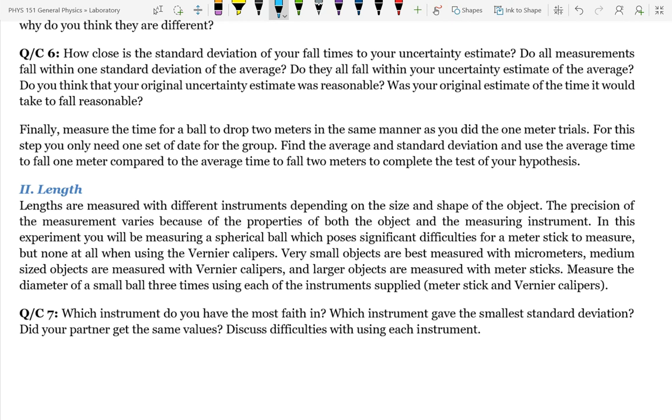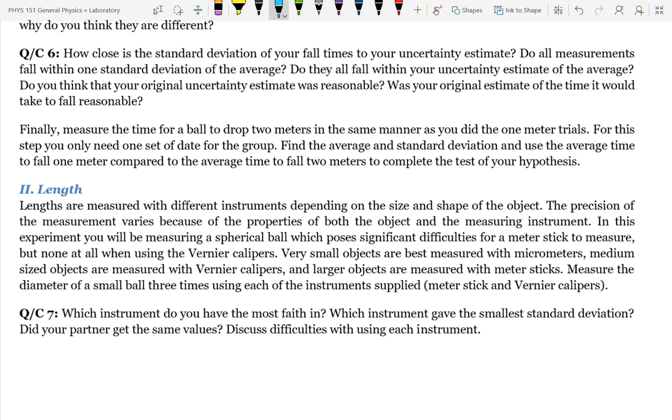So, say I did it and Marika did it, and I had more confidence in Marcus. I say, okay, Mark, I'm going to drop it. You do the timing, right? And then you're going to use that data for the evaluation of your hypothesis. So that's Roman numeral 1, measuring time, thinking about the uncertainties associated with timing.